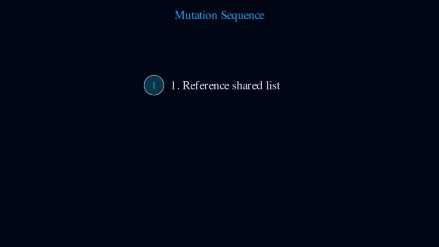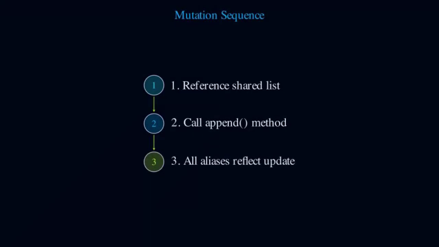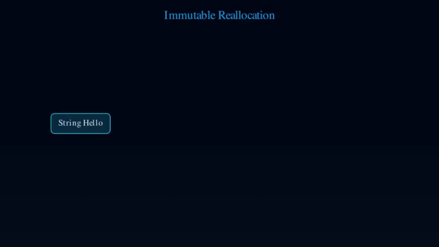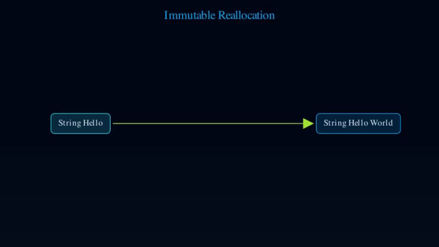Mutable objects, like lists, can be modified in place instantly, affecting every single variable pointing to that exact memory address. Immutable objects, like strings and tuples, prevent in-place modification, meaning updates force the interpreter to allocate a brand new object.